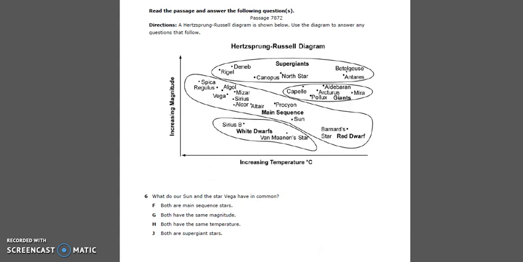Number 6. Use the Hertzsprung-Russell diagram to answer your question. What do our Sun and the star Vega have in common? F. Both are main sequence stars. G. Both have the same magnitude. H. Both have the same temperature. Or J. Both are supergiant stars.